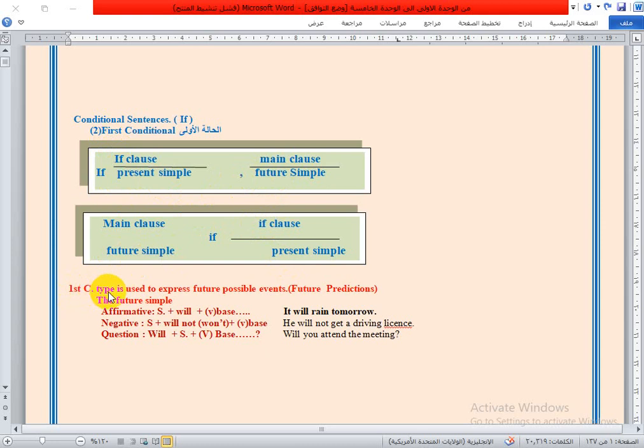First conditional type is used to express future possible events, or future predictions.